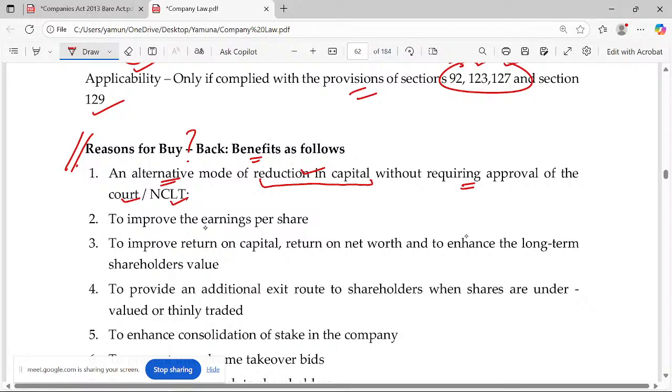Okay, you can improve the earnings per share. What do you mean by earnings per share? EPS. Okay, earnings per share. Probably before buyback, the earning is 10 rupees per share. After buyback, the number of shares gets reduced. What happens is EPS increases. If EPS increases, the market value of the share will increase.